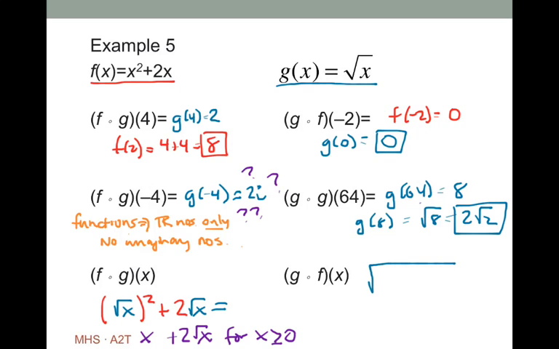And then g of f of x says take the square root of x squared plus 2x, and that cannot be simplified any further. Also true for values where x is greater than or equal to 0. And that concludes our lesson.